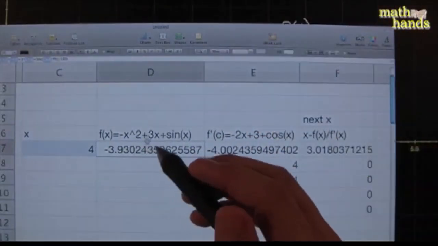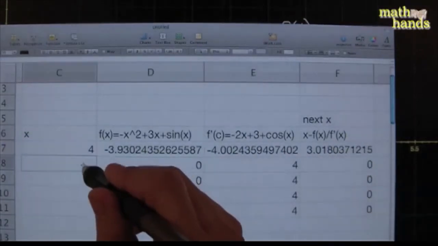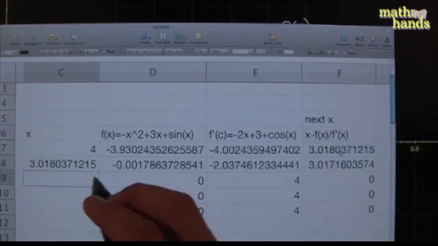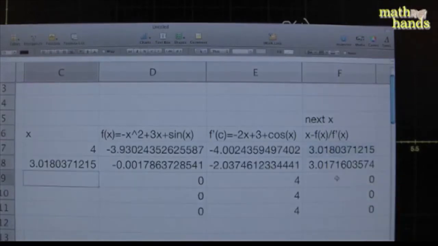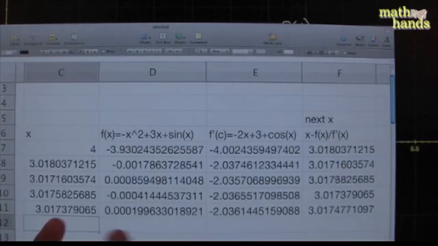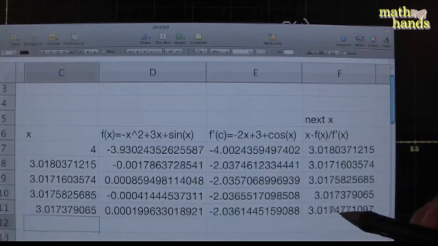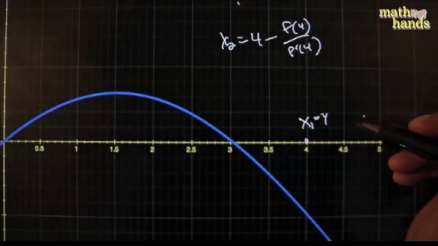Then I plugged it in there, and that gives me my next x. For that one, I'm going to say that's equal to this cell. Bam. And it auto-populates my next x value. Then I'm going to do the same with this one, that one, that one. So it's pulling this number and putting it here and then computing it. In this way you can get hundreds of approximations just like that. And so the solution is roughly 3.01747 and so on. See how nice that is?